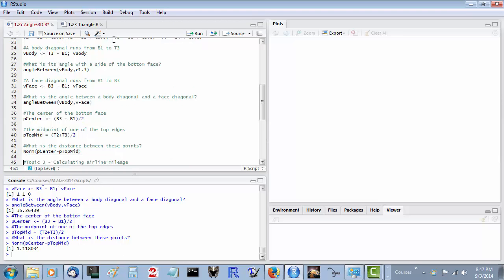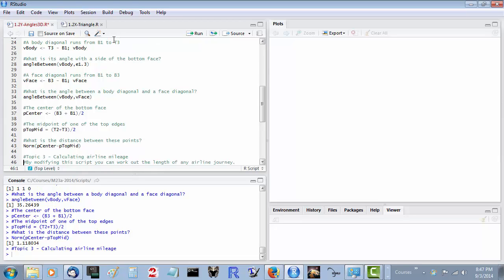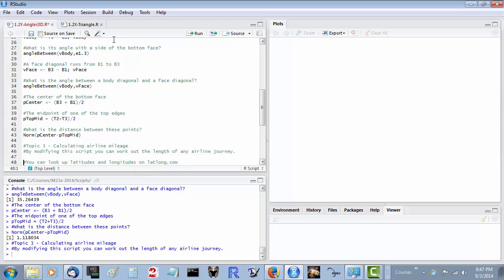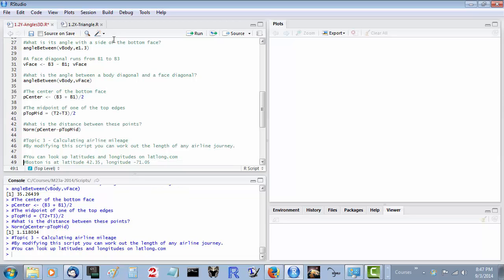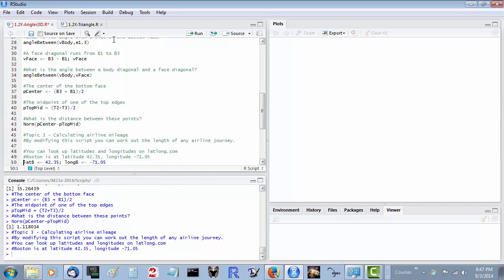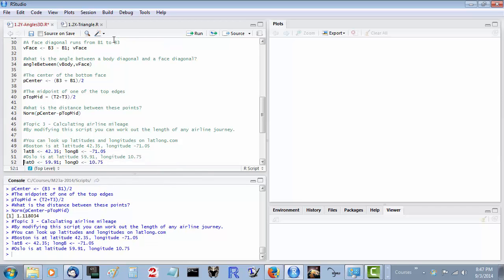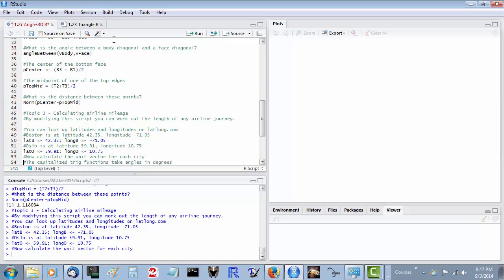And if we want to know the distance between these 2 points, we subtract them to get a vector and take its norm. Finally, and this is the most useful of the three applications, you can calculate the great circle distance between any 2 points on the Earth. And this is especially easy because there's a website called latlong.com that will give you the latitude and longitude of most any city that you're interested in. Here's Boston. Here's Oslo, Norway.